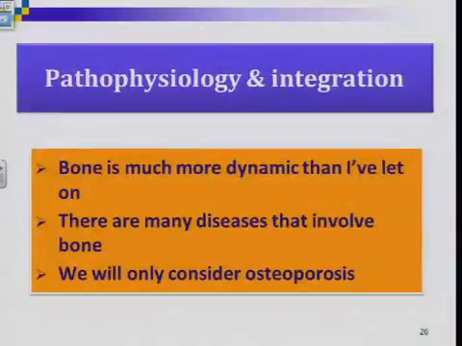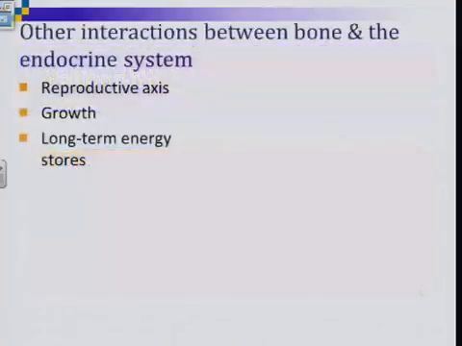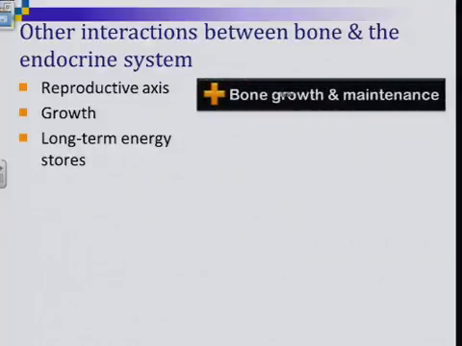Okay. So I've emphasized that bone's a dynamic tissue, but it's even more dynamic than I let on. There's a lot of levels for control of bone and calcium homeostasis. The one I've given you is the acute one, the most important. There are many diseases that involve bone, and I can really only scratch the surface of this. The only one we're going to consider at all is osteoporosis. There are other interactions between bone and the endocrine system, especially in the reproductive axis. We talked a little bit about growth. There's also really important interactions with long-term energy storage, which I don't have time to get into at all. And these are more responsible for bone growth and maintenance than calcium homeostasis.